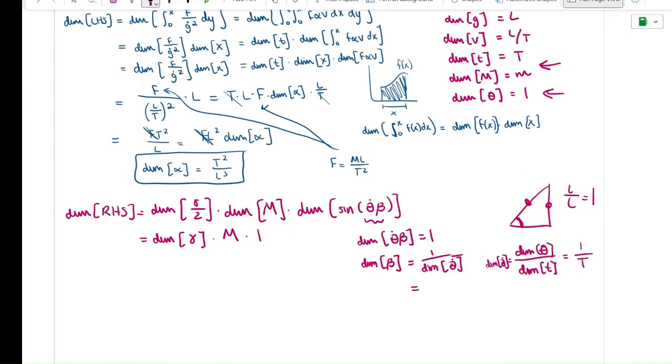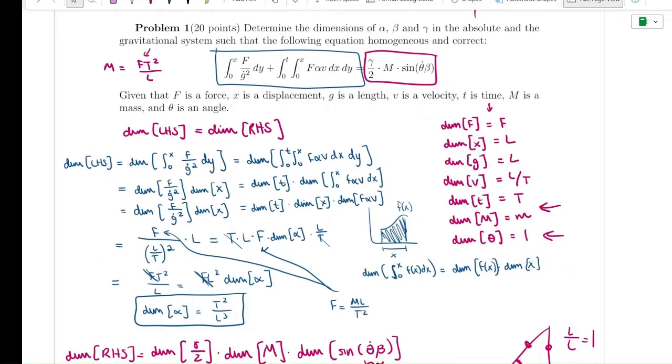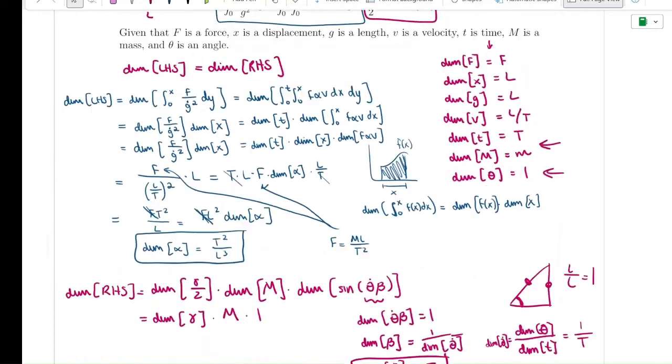So that means 1 over the dimension of theta dot is time. So dimension of beta is equal to this. So that is what gives us beta. Again, it's the same in the gravitational and absolute system because there's no mass or force involved. The expressions will be the same. And then also we need to find gamma.